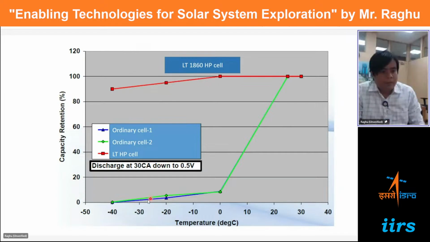And the other is the normal battery. When you pull the temperature down to minus 40, the low temperature battery can retain up to 90% of the charge, but all the conventional batteries will have 0 charge. These are the kind of batteries you have to develop.